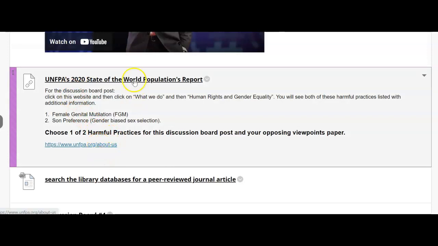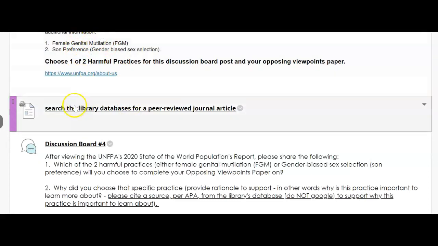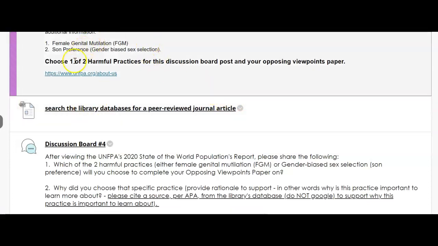So you're going to look through this information. This is another link in case this one isn't working by any chance. And then you're going to also go back, and we reviewed this last week, but this is where you're going to access the video on how to best and simply search the library database for a peer-reviewed journal article.